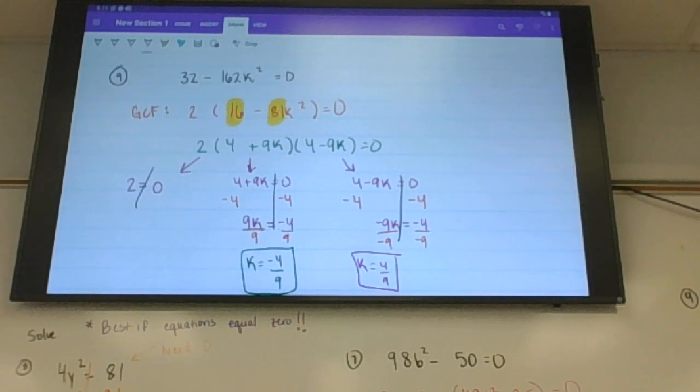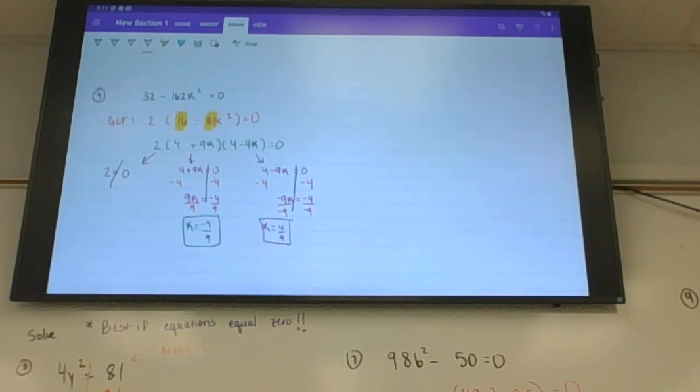Last one. Tyler, how do you square root 16 over 49? What's the square root? It would be 4 over 7.